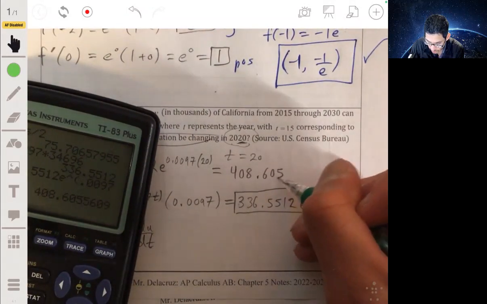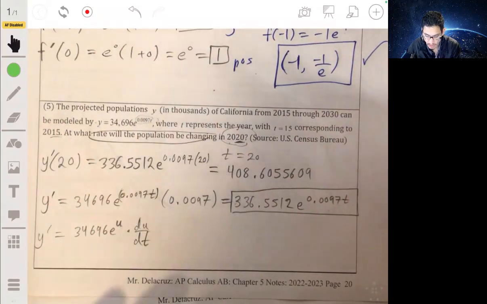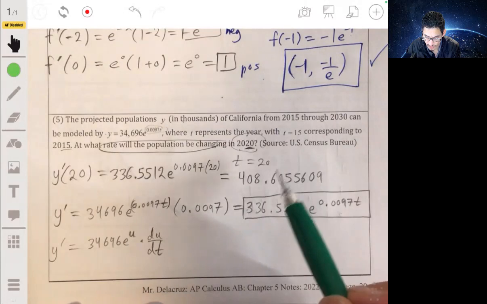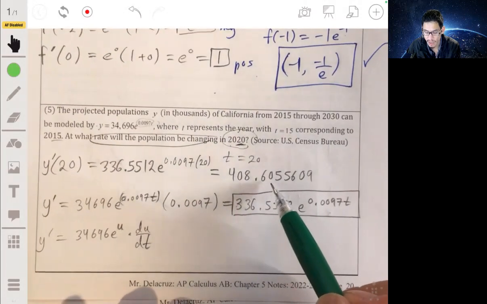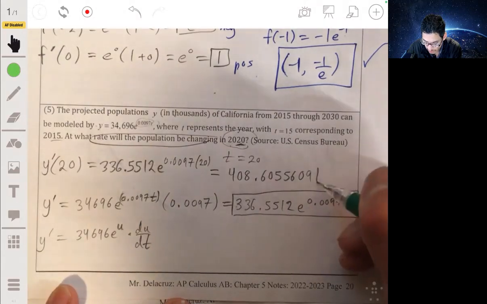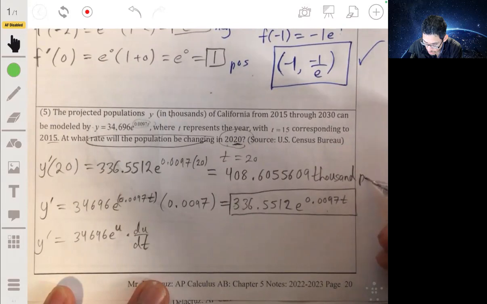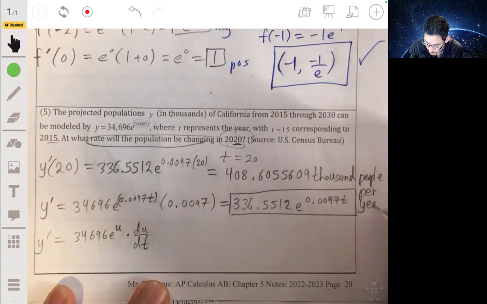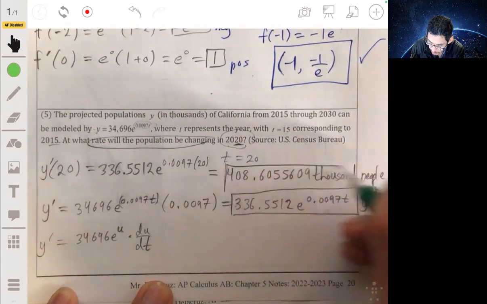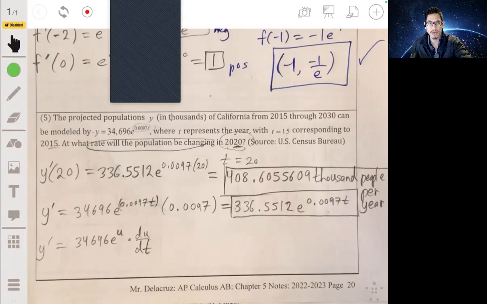Remember, the population we're talking about is in thousands. So the rate is changing at approximately 408.6 thousand people per year. All right, and there you go. That's all there is to it.